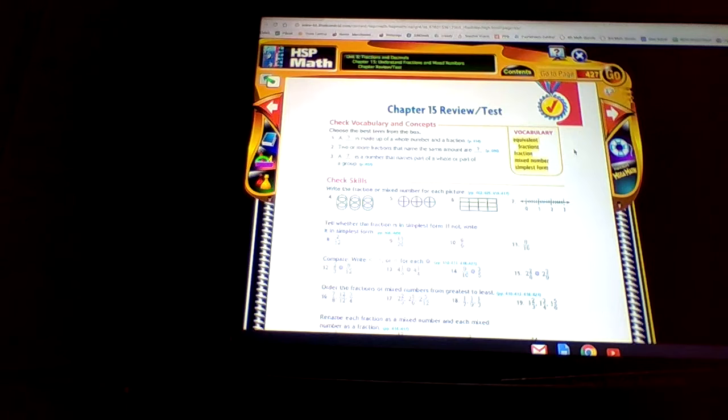A blank is made up of a whole number and a fraction. What number has a whole number and a fraction with it? We know that. That is a mixed number. Number two, two or more fractions that name the same amount are, you know that too, it's equivalent fractions. Remember, they're equal. And then 3, a blank is a number that names part of a whole or part of a group. Stop it, we know that's a fraction. Okay, too easy, we're too smart.